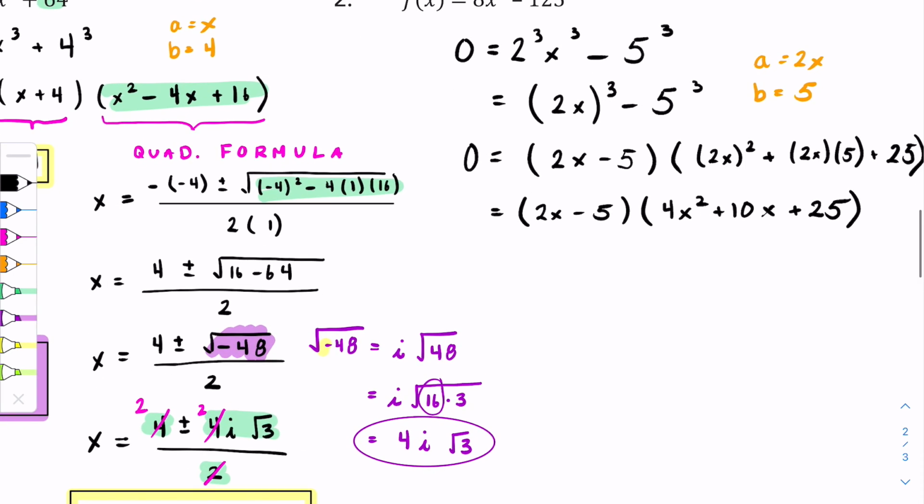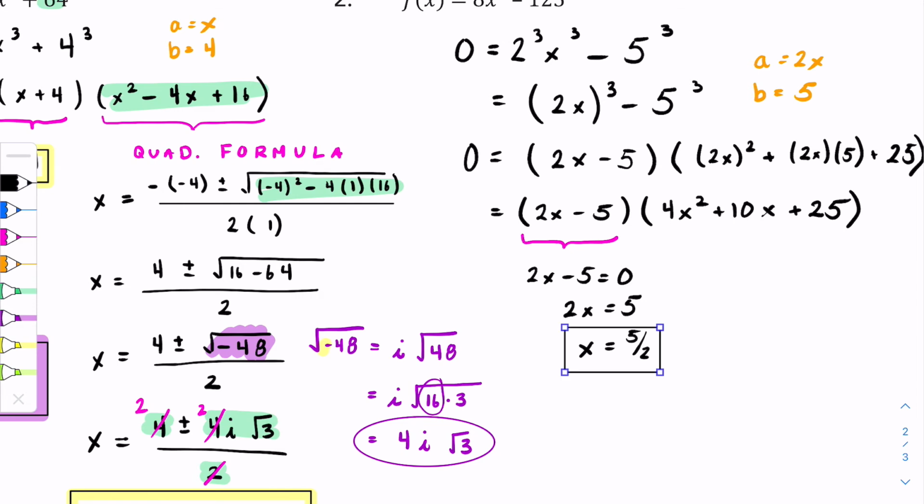All right, we have to set each factor equal to 0. Remember that this first factor is going to be easy to set equal to 0. We have 2x minus 5 equals 0, or 2x is equal to 5. Divide both sides by 2, x equals 5 over 2. This solution will be easy enough to find. This solution will require the quadratic formula.